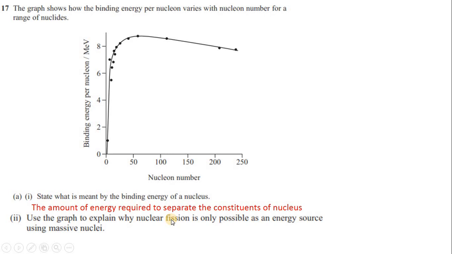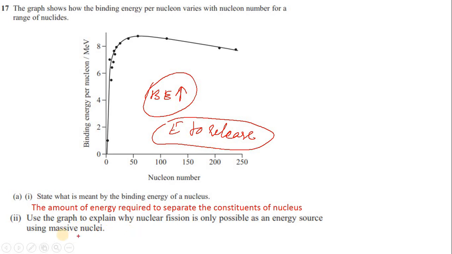when a massive nucleus breaks into pieces, the binding energy increases. An increase in the binding energy per nucleon causes energy to release. So if binding energy increases, then additional energy is released. So only massive nuclei undergoing the fission process cause binding energy to increase. That's why it is only suitable for massive nuclei.